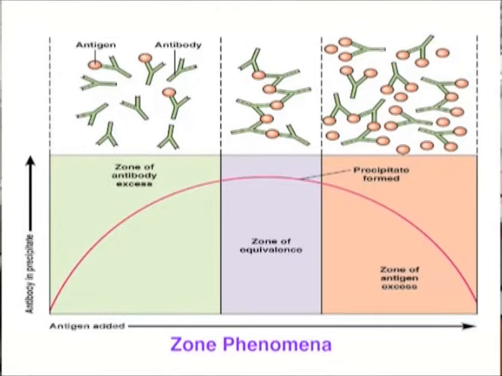The antigens and antibodies form observable immune complex only if their valencies are shared and cross-linking occurs. This in turn depends on the number of antigens and antibodies present in the reaction mixture. This can be further understood by an experiment based on zone phenomena.